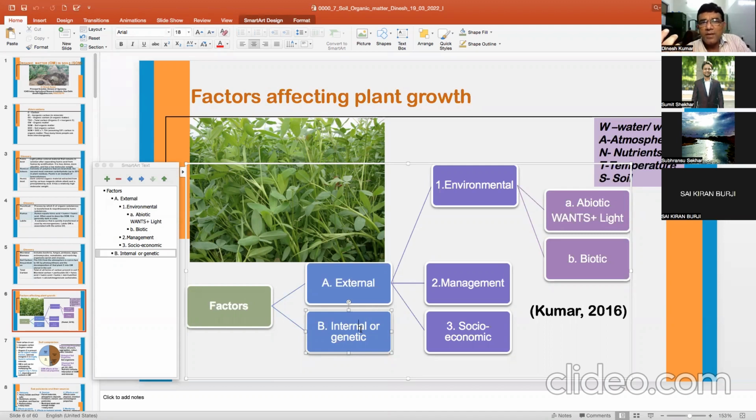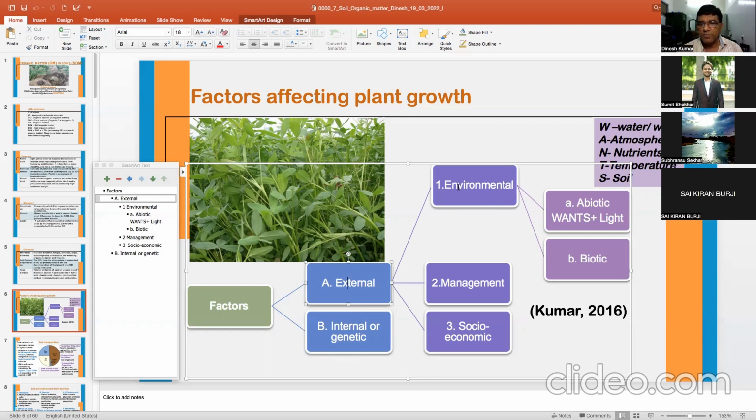Or internal or genetic factor, you can see eucalyptus plant. It has genes that make it very tall, very strong, and it contains high quantity of dry matter. Similarly, you also get plants like wheat or maize. They are much smaller. So this genetic constitution also decides the growth. Now you see external factors, some external factor which is outside the crop, outside the plant. They also affect the growth of the plant.